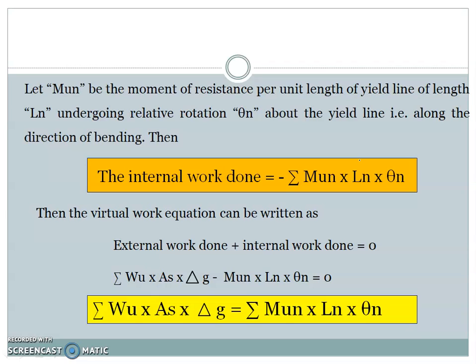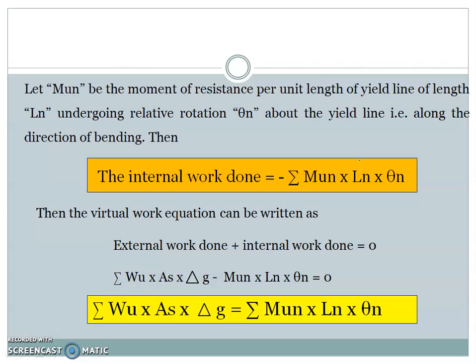Then the internal work done can be written as minus. Now why minus? Because it is going to undergo displacement, so we consider it in the opposite direction of the external load. So it has to be negative: summation of MUN into Ln into theta n. Why is it multiplied? The total moment is acting on the total length, and this will undergo total rotation, that is theta n. Then the virtual work equation can be written as external work done plus internal work done equal to 0. This is the statement of the virtual work method.